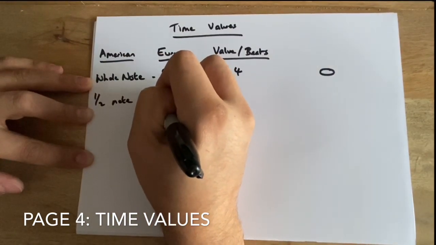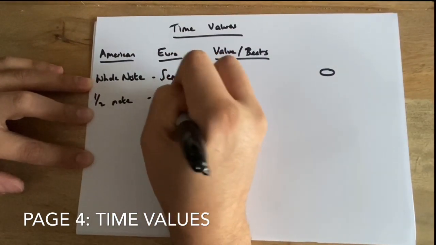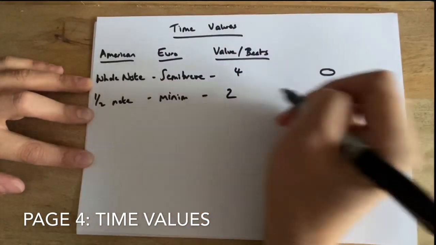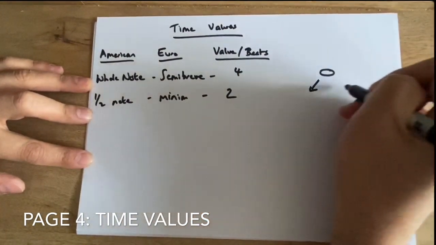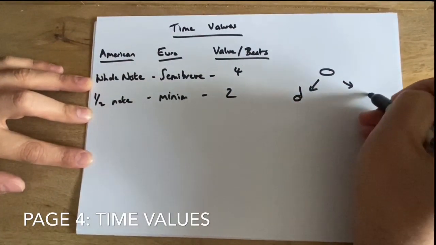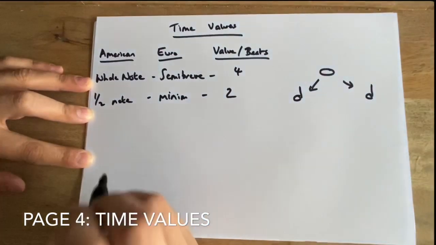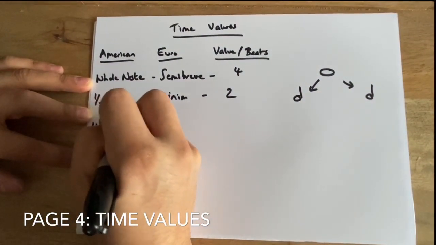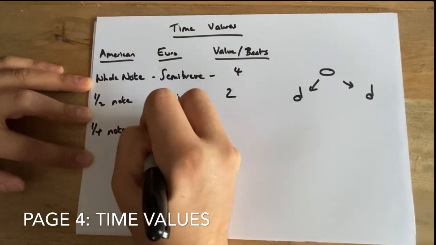The next note, as we split that down, we're going to look at the half note, and the half note in European language is called the minim, and a minim lasts for 2 counts. Now it has a head, so a circle, which is another name for the head, and this time it has a stem on it, so a stem is the stick basically. So just note the difference between the minim and the semibreve.